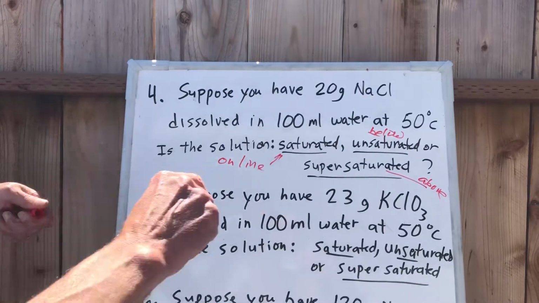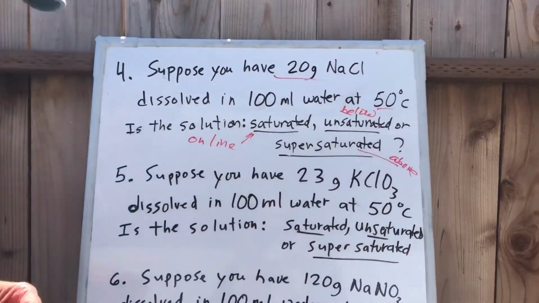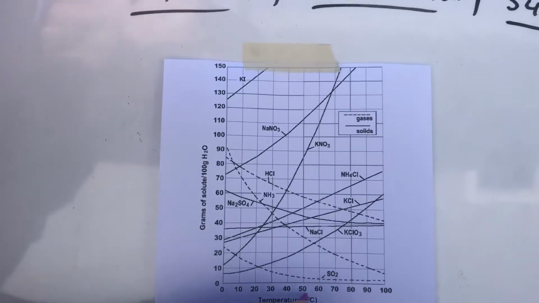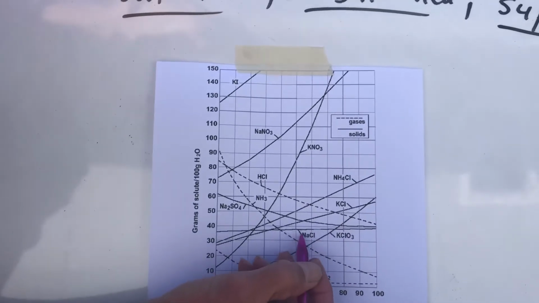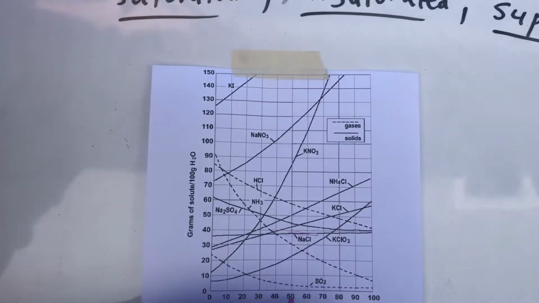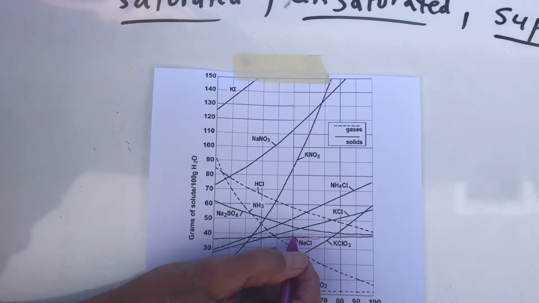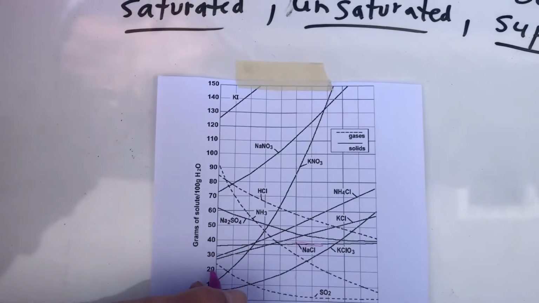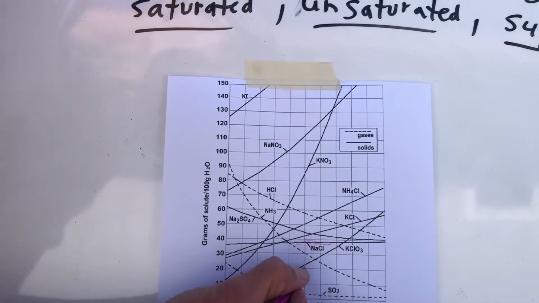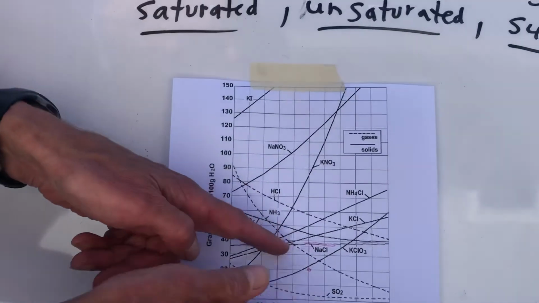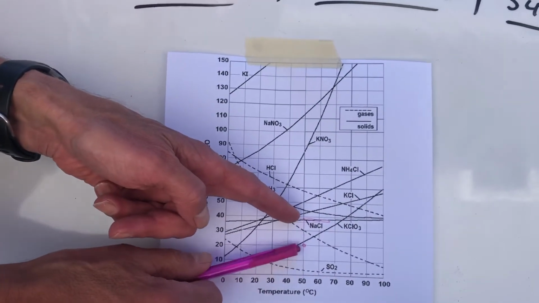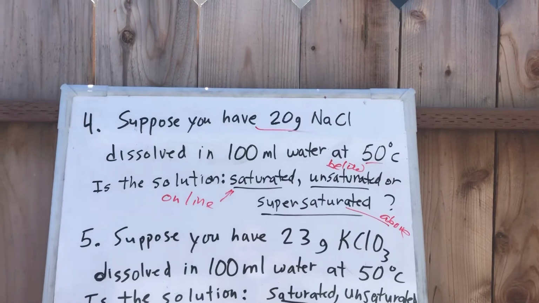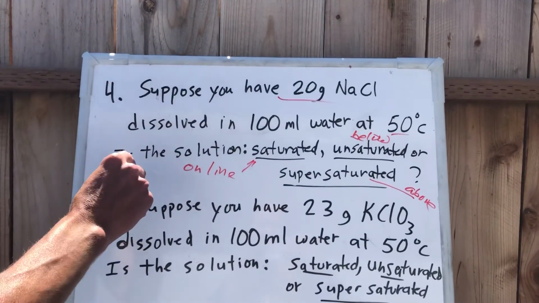So we're going to take 20 grams of sodium chloride at 50 degrees. First, let's find the sodium chloride line. This is the sodium chloride line right here. At 50 degrees, if you had 20 grams, which would be here, you're going to be below the sodium chloride solubility curve. So that would be unsaturated. So the answer to 4 is unsaturated.